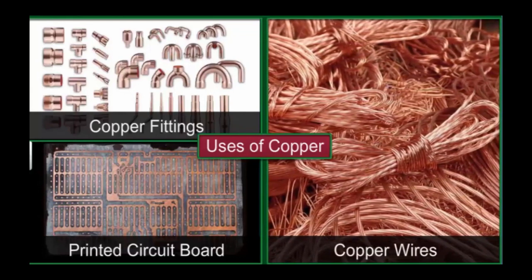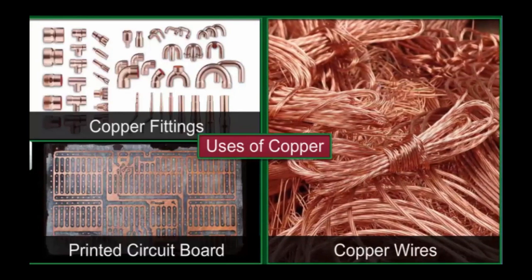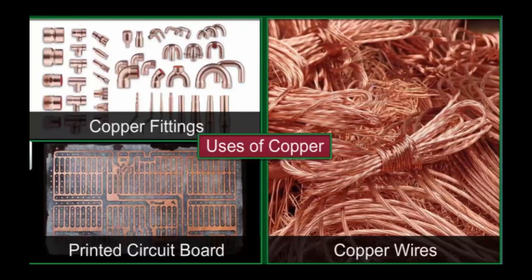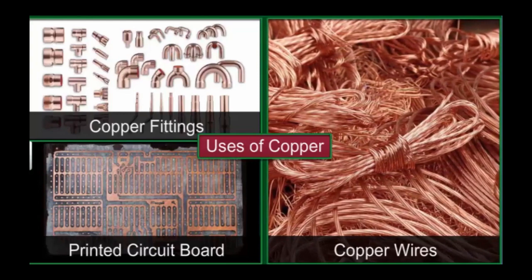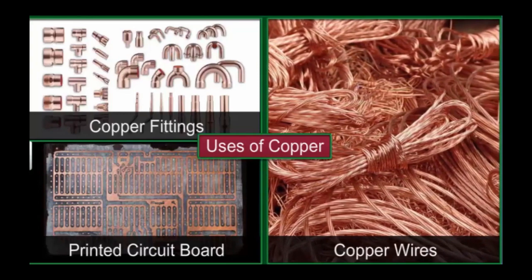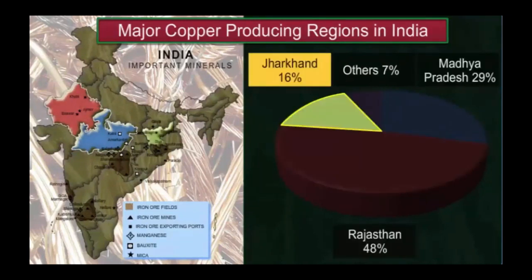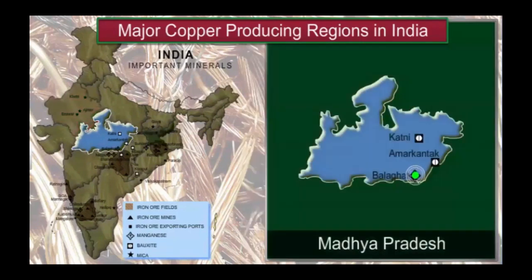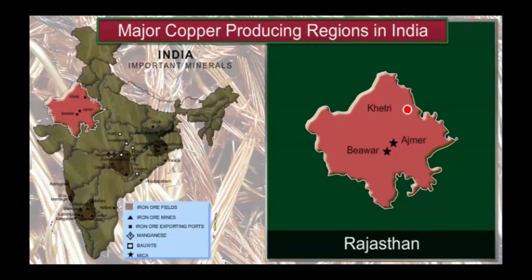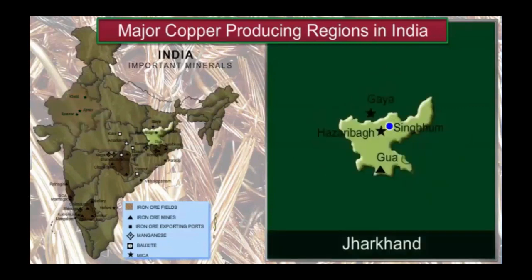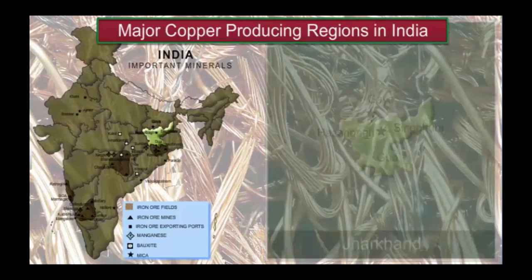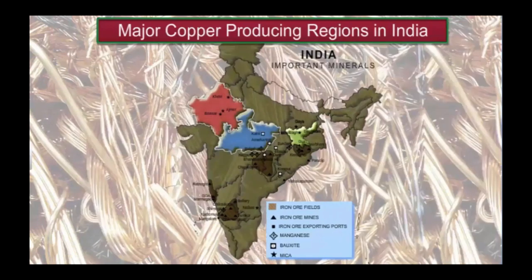Copper is widely used in the electrical, electronic, and chemical industries. Madhya Pradesh, Rajasthan, and Jharkhand are the main copper-producing states in India. The Balaghat mines in Madhya Pradesh, K3 mines in Rajasthan, and Singhbhum district of Jharkhand are the leading producers of copper. Our copper reserves, however, are not sufficient to meet our needs.